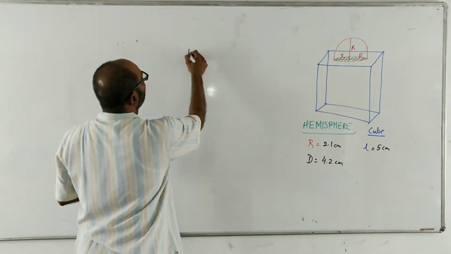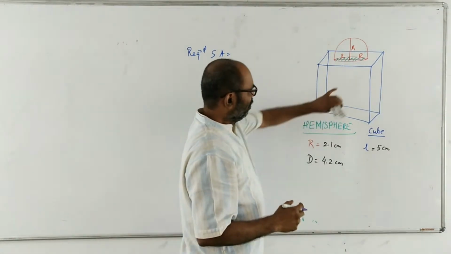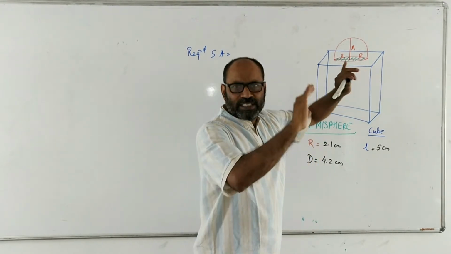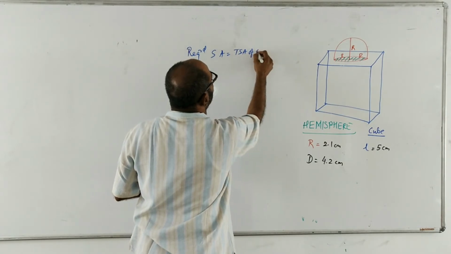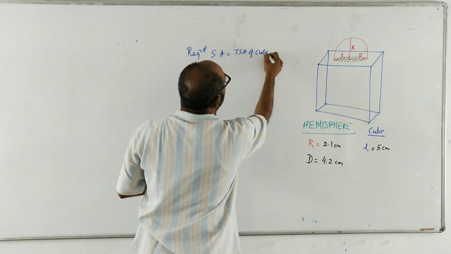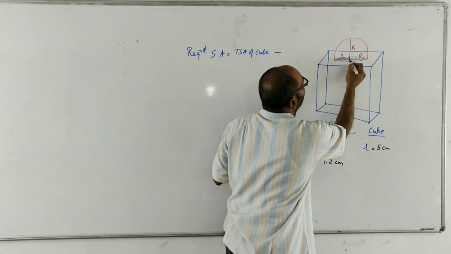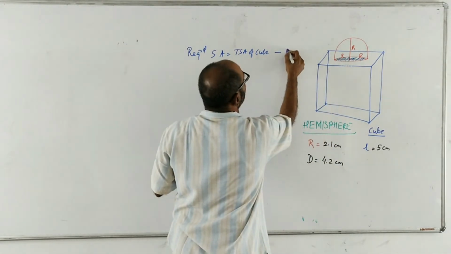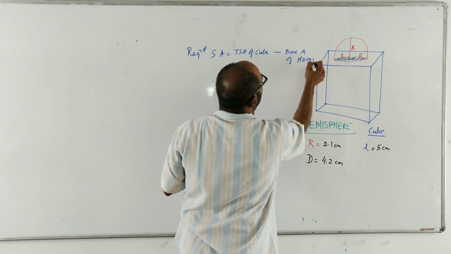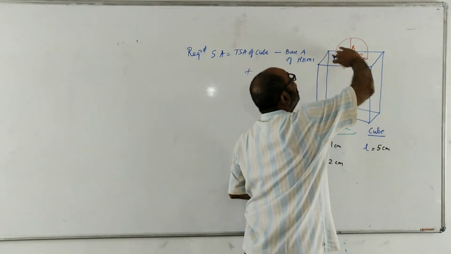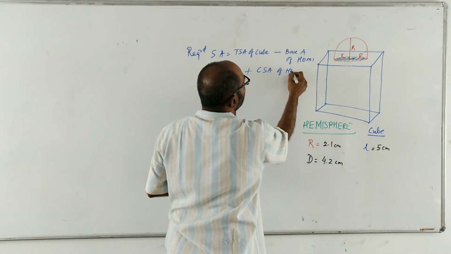See children, required surface area is total surface area of cube. उसकी 6 साइड है, all 6 साइड ले लेते हैं. Total surface area of cube माइनस उसमें से कितना निकालना होगा ये बात, करेक्ट? माइनस द बेस एरिया ऑफ हेमिस्फीयर और उसमें क्या प्लस करेंगे? कर्व्ड सरफेस एरिया ऑफ हेमिस्फीयर.